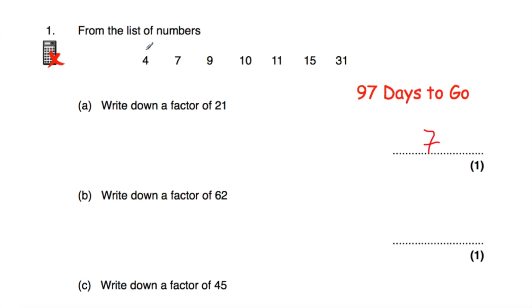And let's just check if there's any other numbers. 4, no. 9, no. 10, no. 11, no. 15, no. And 31 would be too big, so the answer would be 7.